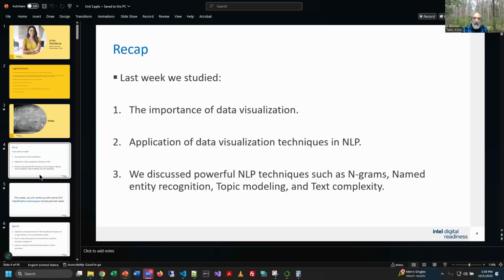So just a quick recap of the topics from last week. We talked about data visualization again, and you see that over and over again, and why we use visualizations to represent data. We also looked at N-grams, named entity recognition, topic modeling, and text complexity as topics.